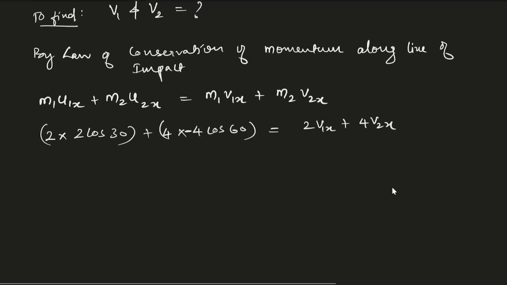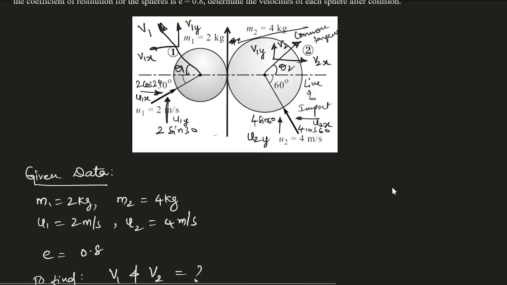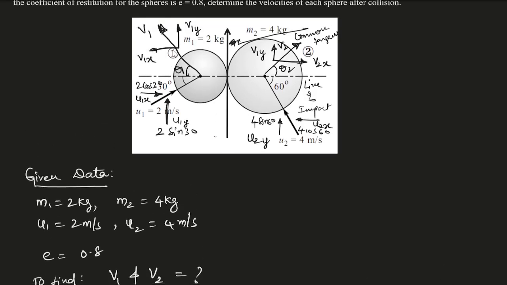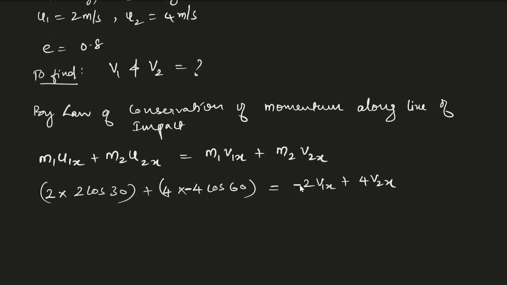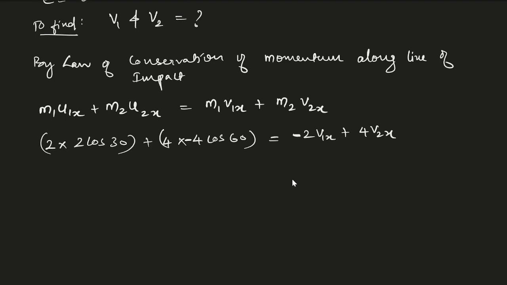We can put it in the calculator. Again you have to check the v1x also. v1x is moving from right to left, so again this will be minus. v2x is moving from left to right, so it is positive. So v1x will become minus. Put it in the calculator: 2 into 2 cos 30 plus 4 into minus 4 cos 60.